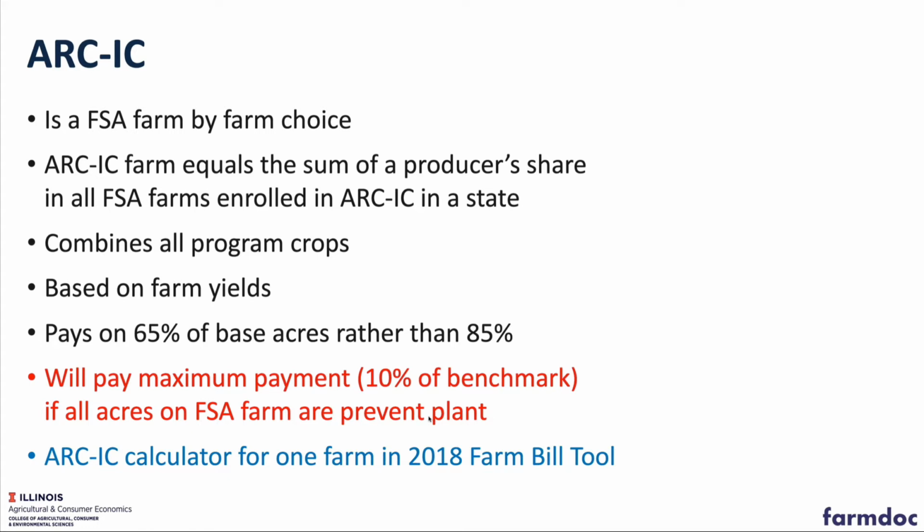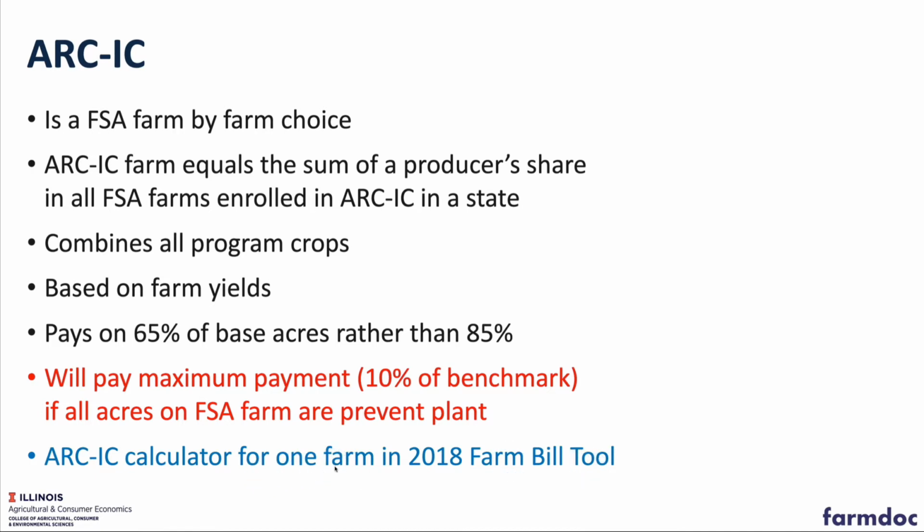Now, do you remember what Nick just said? There's low likelihood of payment of any of these other programs in 2019 and 2020. So you can get $40, $50 on ARC-IC for a prevent plant farm. You might want to take it, which isn't to say that next year you won't get a PLC payment, but you know, it's a bird in the hand. Bird in the hand. So we're going to, again, look at this with our ARC-IC calculator. This does one farm, and it's in the 2018 Farm Bill tool. One FSA farm. All right.